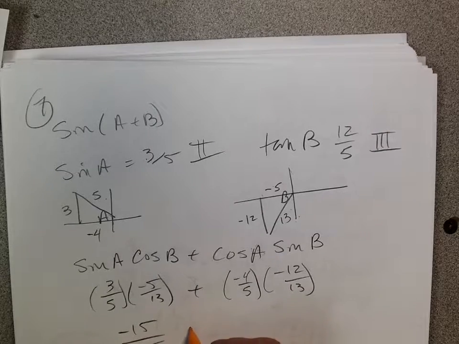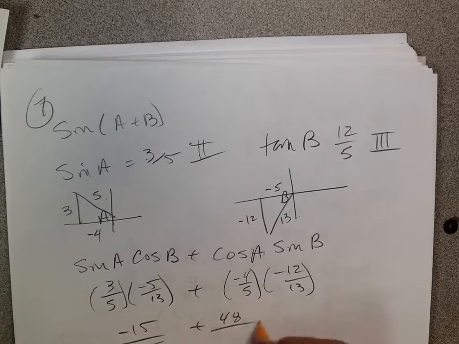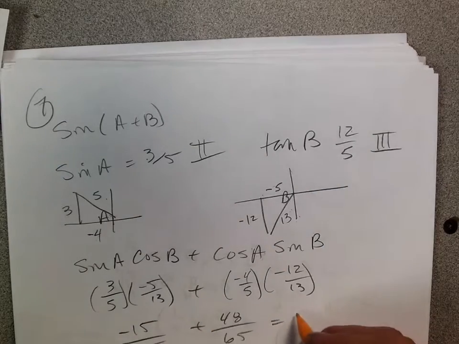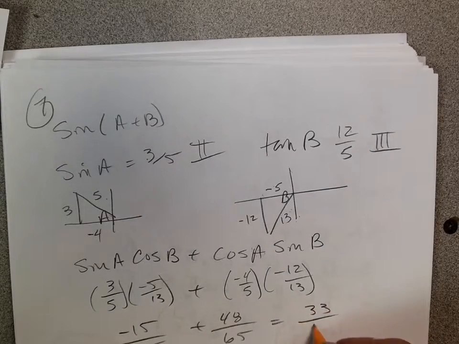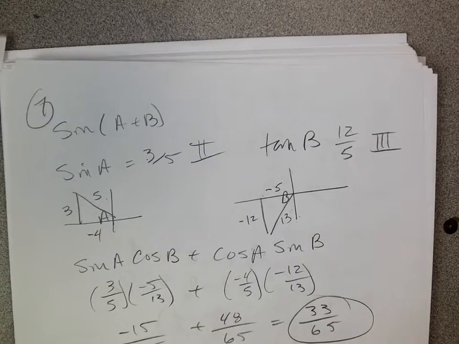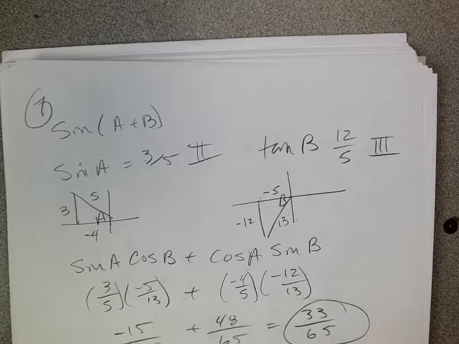Alright, so let's simplify. -15/65 plus 48/65. What's that, 33/65? I think so. 33/65. That wasn't so bad. We could do that one. Number 9 is pretty similar.